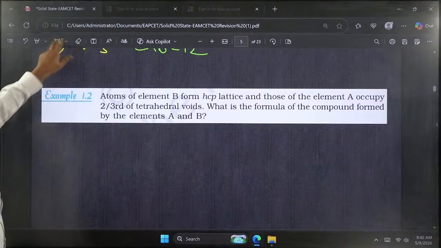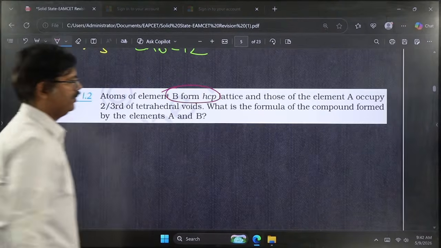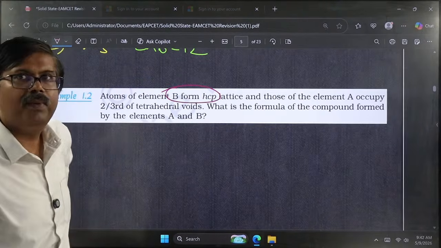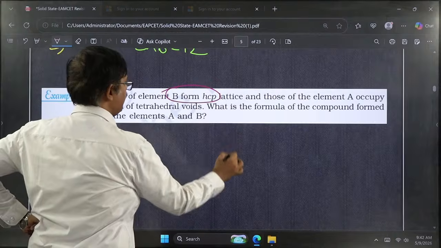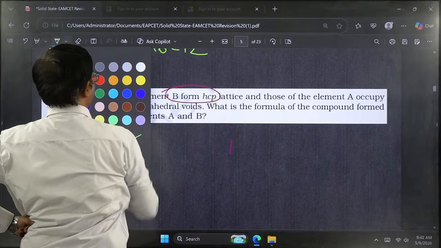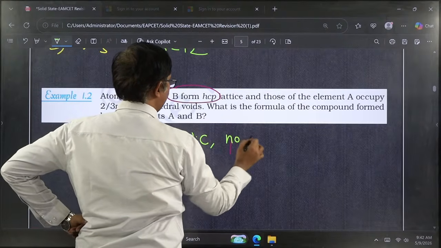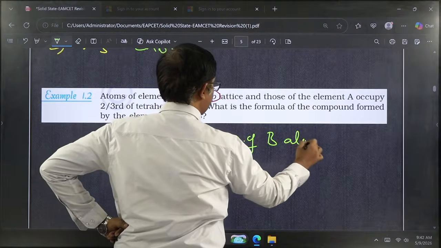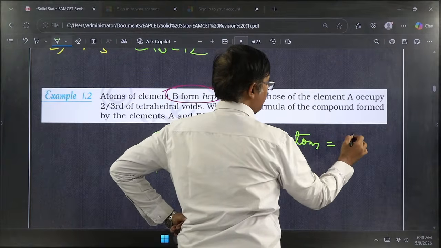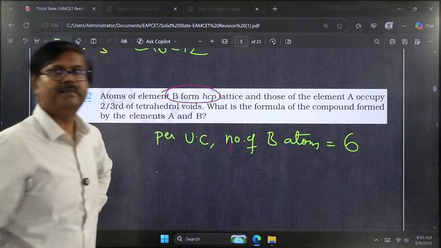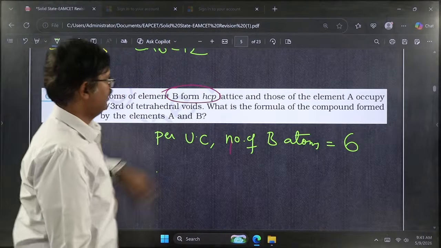Now, here B is forming HCP. HCP is formed by element B. That means per unit cell, how many B atoms will be there? Because B is making the HCP unit cell, the number of B atoms per unit cell will be 6. Just now we have discussed hexagonal closed packing, 6 per unit cell. Now, next read the other things.